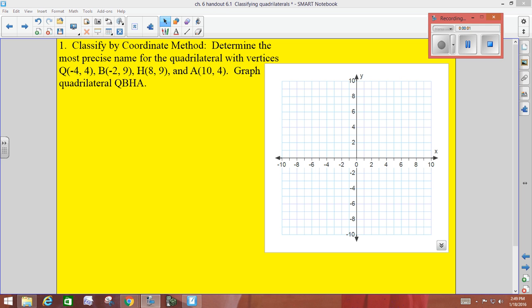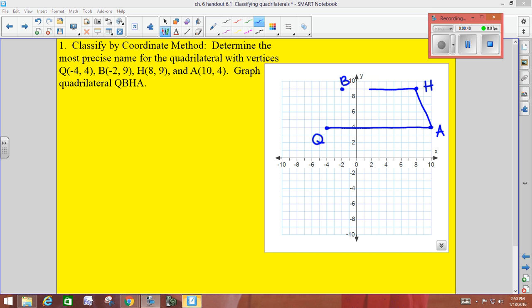Number 1 says to classify by the coordinate method. Determine the most precise name for the quad with vertices Q, B, H, and A. And it says to graph it. So we need to graph those 4 points. Make sure you connect them because you're creating a quad.